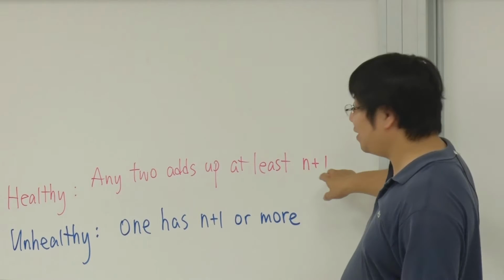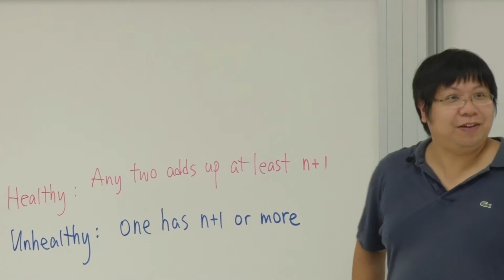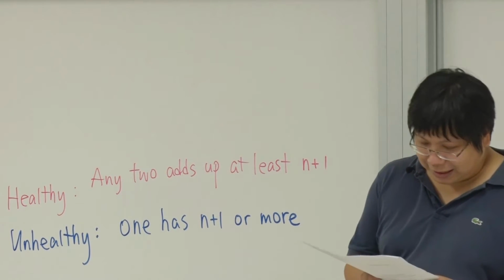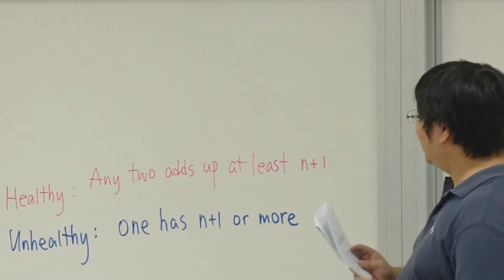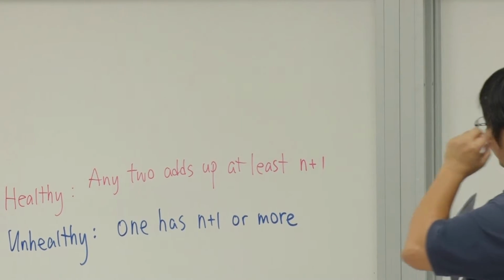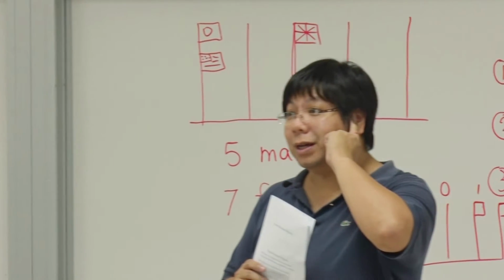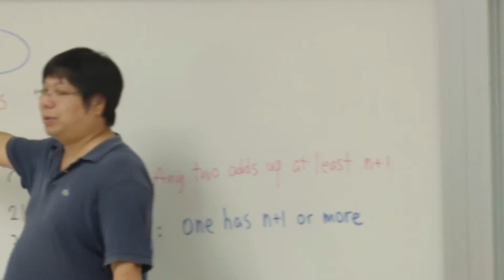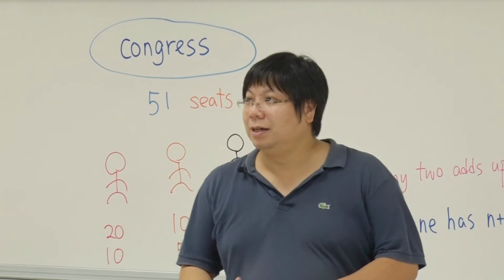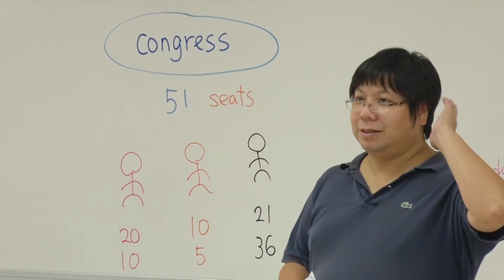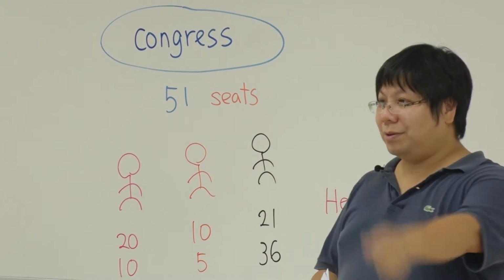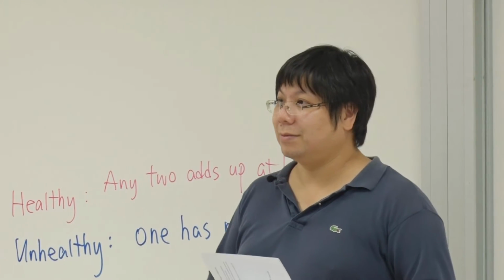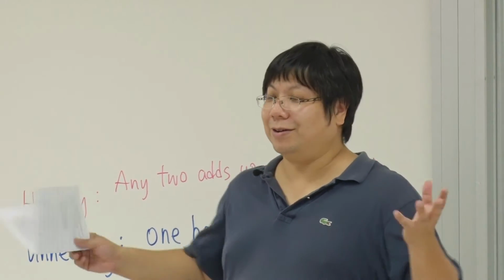Hint. Healthy is difficult to count. How many unhealthy cases? Unhealthy is easy, right? How many unhealthy cases are there? So one of them has n plus 1 or more, right? So in this case, one of them has 26 or more. Maybe the red has 26. Maybe the red has 27. Maybe the red has 28, and so on and so forth. Okay?